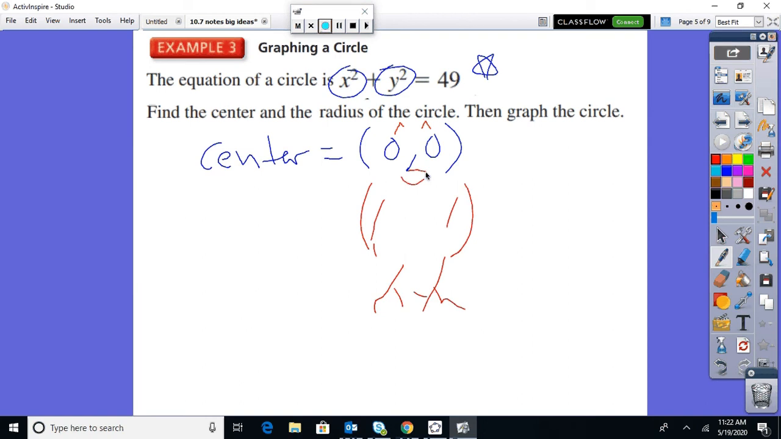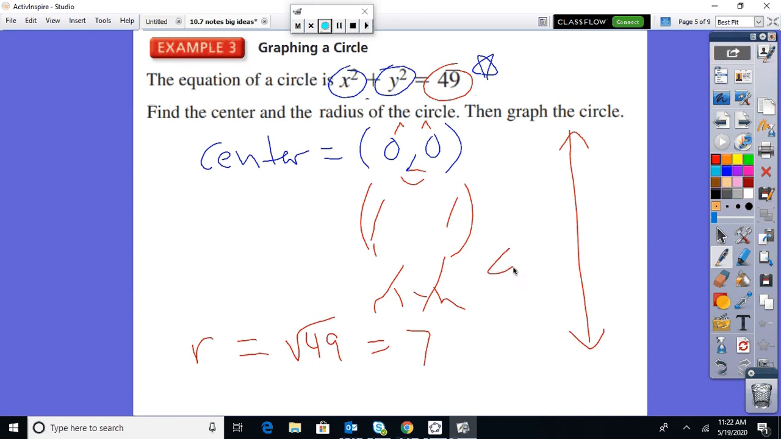And then the radius, well, if I have 49 on the right-hand side, I got to take the square root of that, so my radius is 7. So now if you're going to graph the circle, you sketch it real quick. Centered at the origin, 1, 2, 3, 4, 5, 6, 7 is my radius. So it would look a little something like that. All right, pause it. Monitor progress.